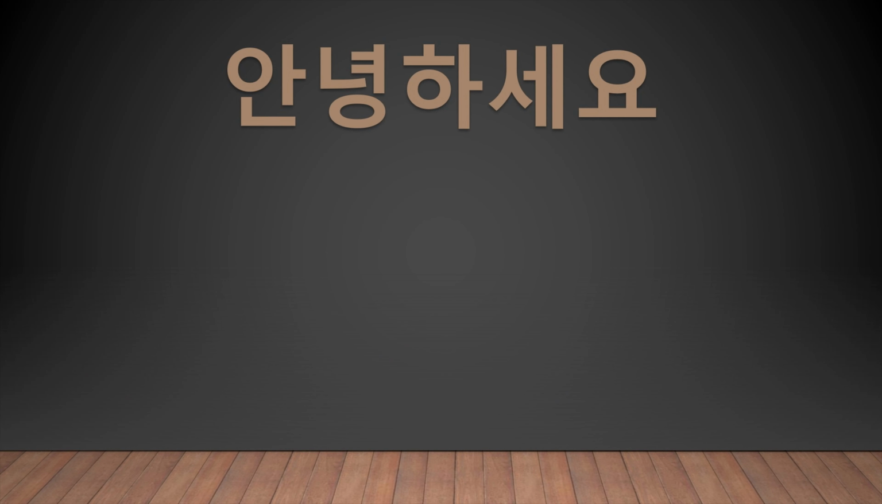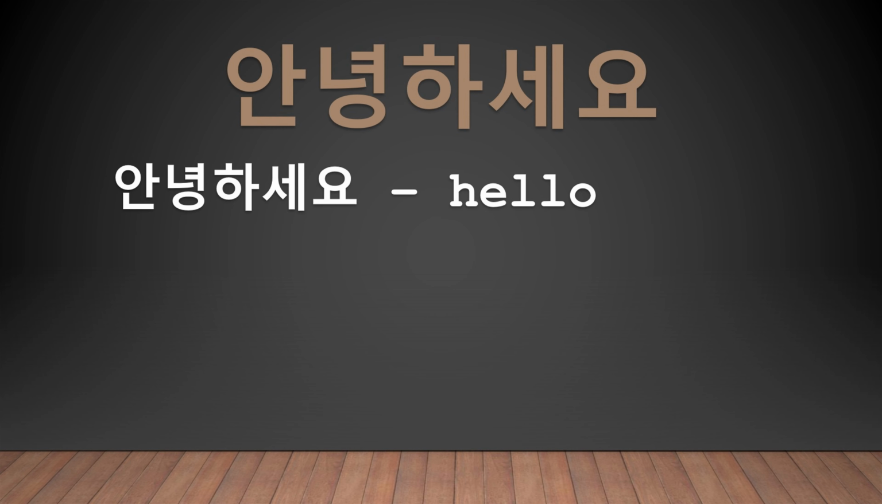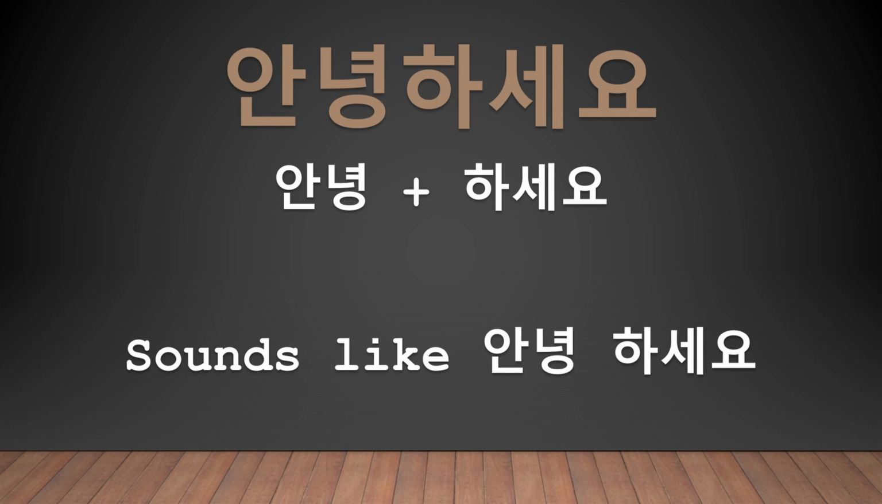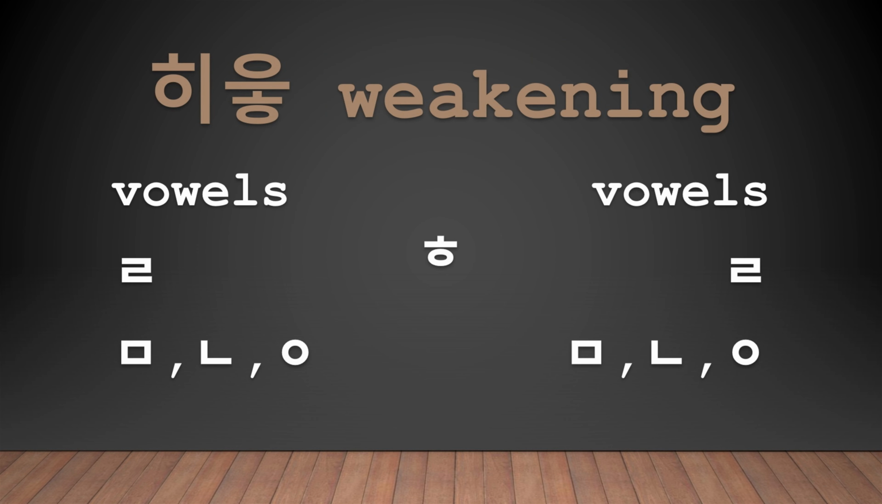Now, rule number 4 kind of ties into rule number 5 in that it involves hiet. This rule is called hiet weakening. Hiet weakening can be seen in the following. 안녕하세요, meaning hello. 안녕 and 하세요. 안녕하세요 is pronounced as 안녕하세요. When hiet falls between any combination of vowels, 를 or the nasal consonants, 미음, 니은, and 이응, hiet becomes silent.